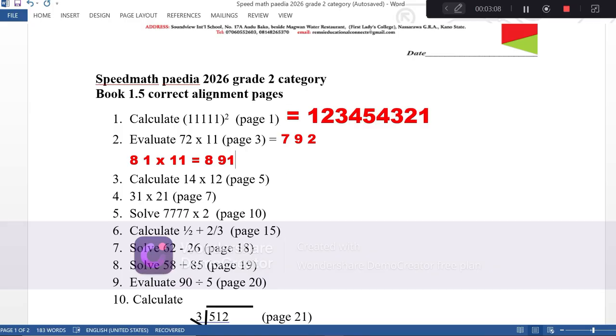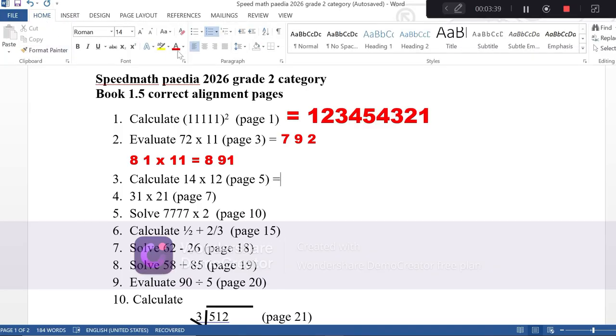I believe that has been of help, right? So let's move to the next one. We are not going to deal with carrying. Just follow suit. Then the next one is to look at this other number. Check it out. 14 times 12, according to our page 5. This is the digit alignment method, which we can easily fix by using this method.